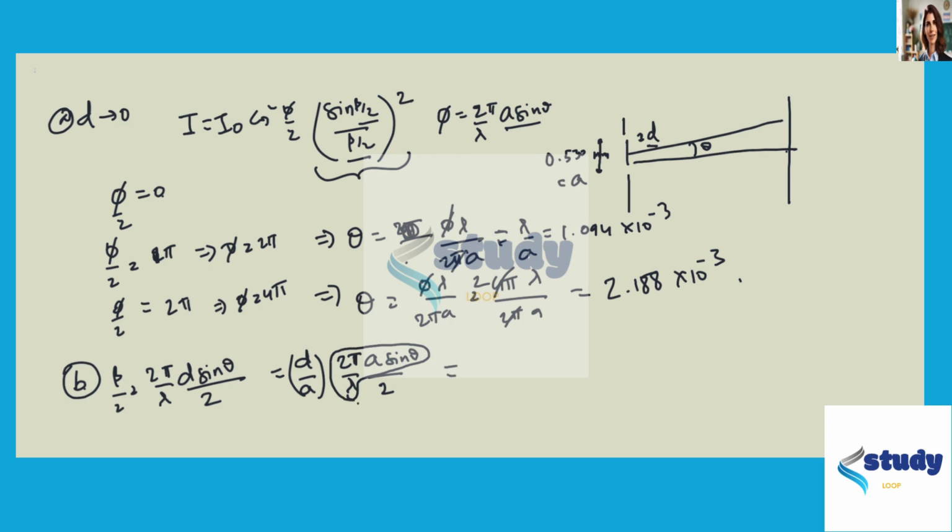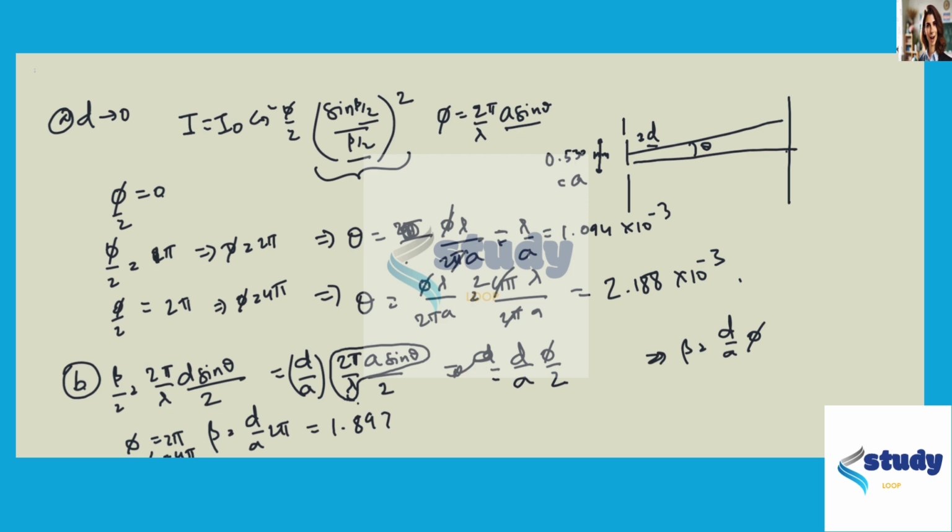Now, as you can see, this is phi by 2. That is phi. So that is d by a times phi by 2. Therefore, beta is d by a times phi. So when phi was equal to 2 pi, beta is equal to d by a times 2 pi, which is 1.897 radians. And when phi is equal to 4 pi, beta turns out to be 3.794 radians.